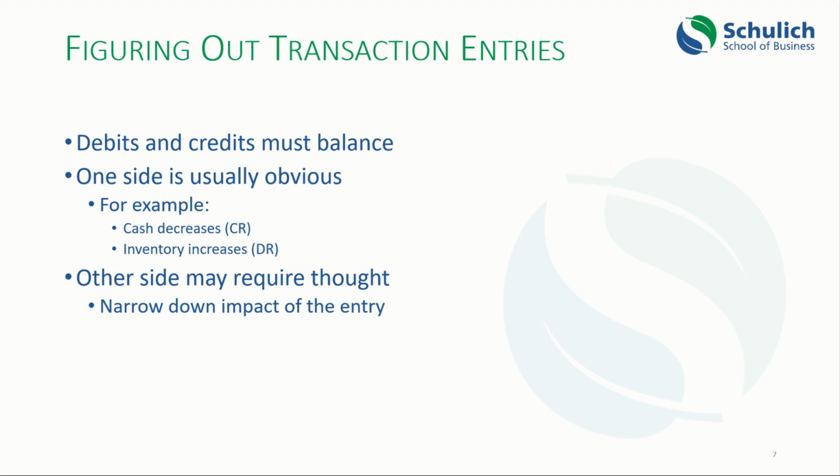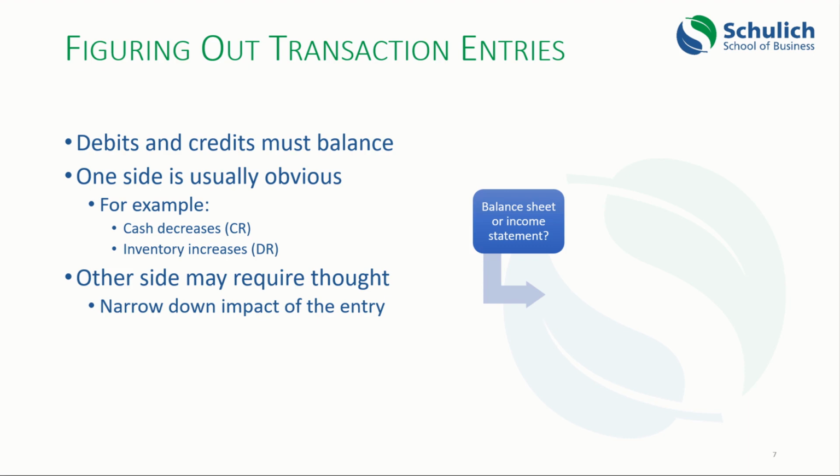That's got to be a credit to inventory. Figuring out the other side of the transaction might take some careful thought, particularly if you're new at accounting. This is normal. You're learning a new language after all. Just narrow things down one step at a time. Which statement will the other side of the transaction appear on, the balance sheet or the income statement?